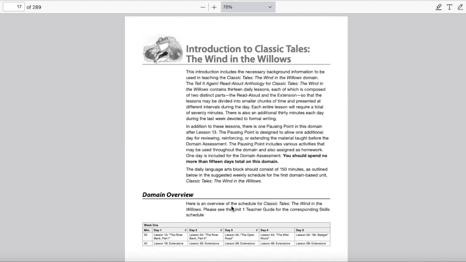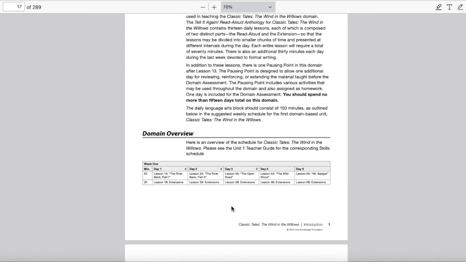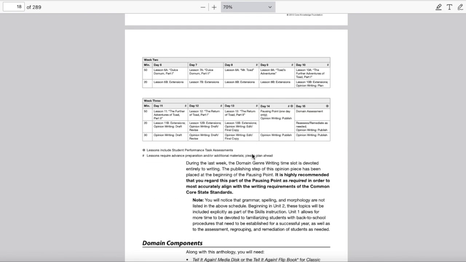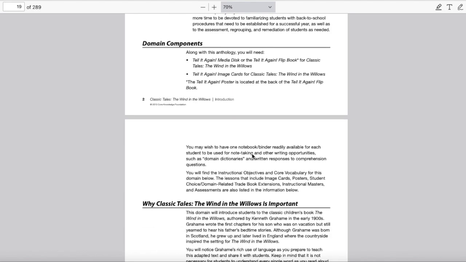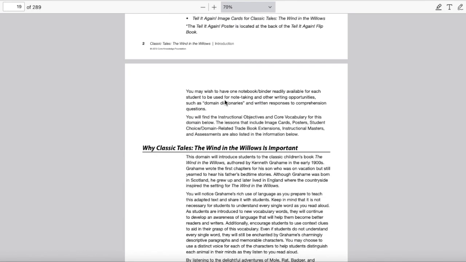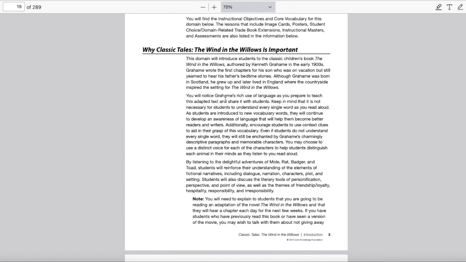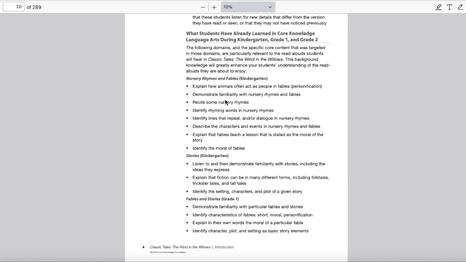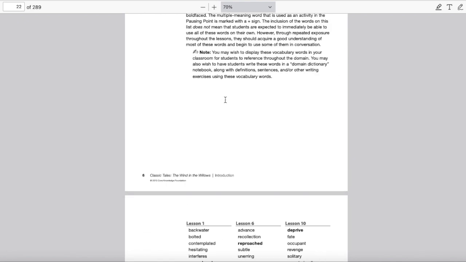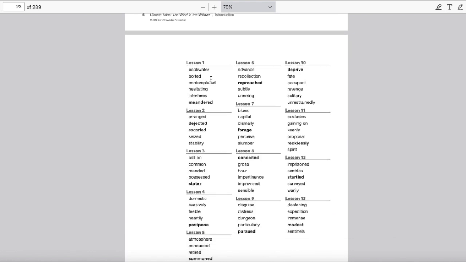It's going to give you an introduction to The Wind in the Willows. It's going to give you a sample schedule, and lay out what the different components of it are, why this is important. It's going to give you vocabulary, so you can see this is the vocabulary my 7-year-old is learning in these units. And I have to say, she was tested last year and she scored very well in vocabulary, and I think a big chunk of that has to do with the fact we've used Core Knowledge multiple years now.